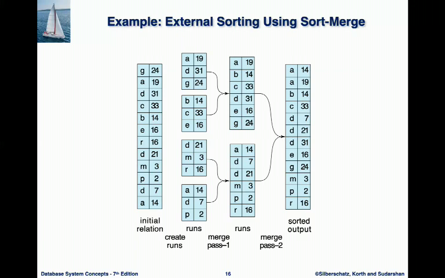So at a very high level, the idea of external sorting is to sort the data using the disk because we cannot put all the data in the main memory. Too much data to fit into the main memory. And here is the idea of external sorting.